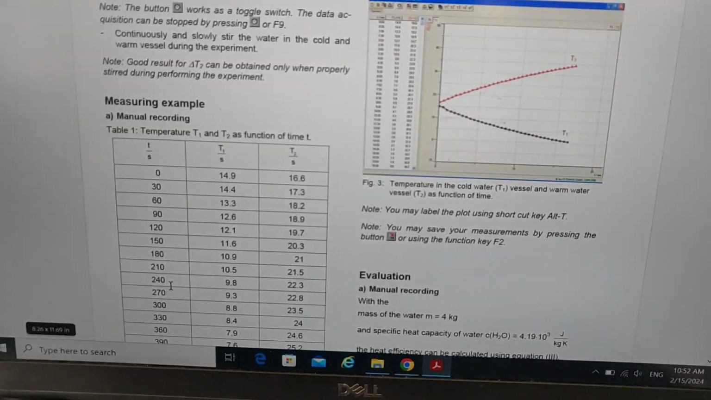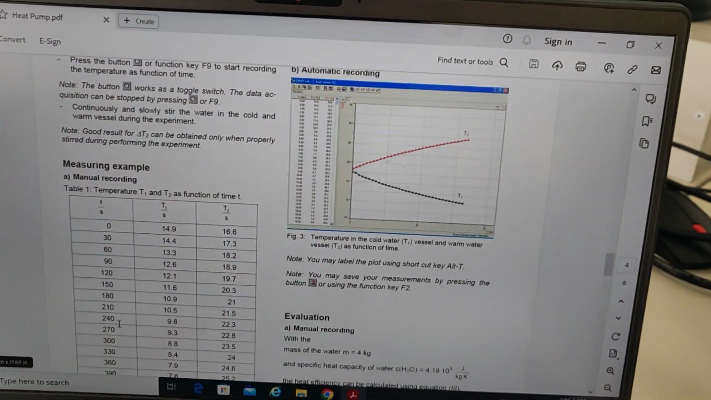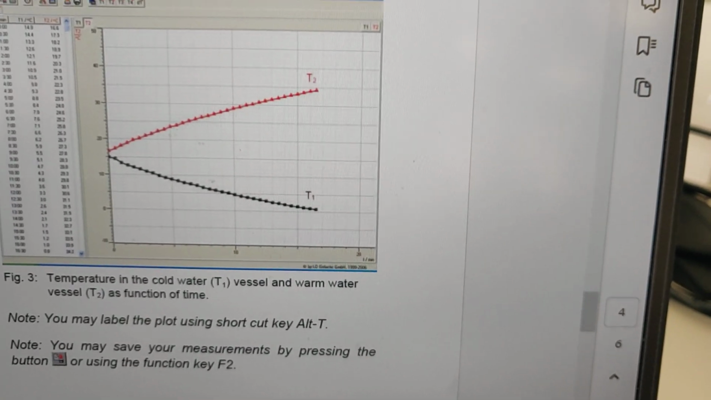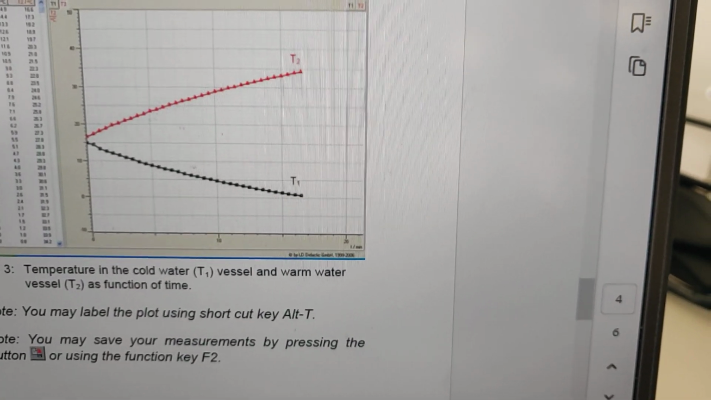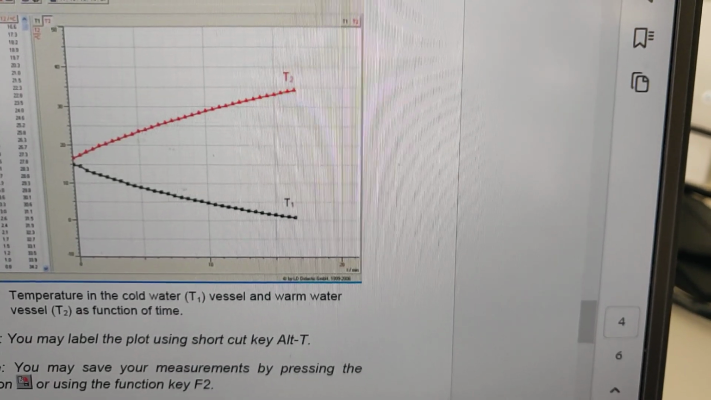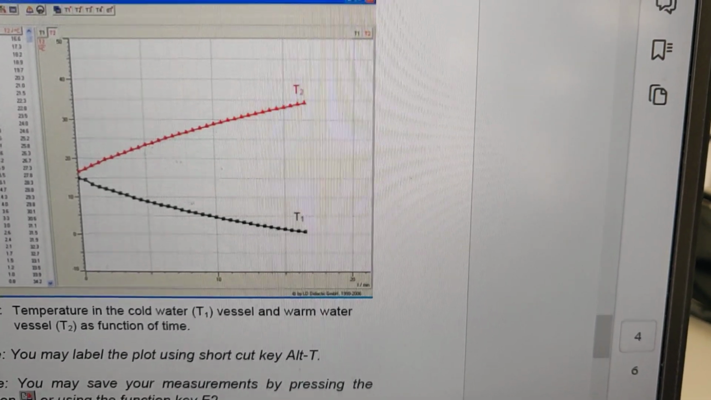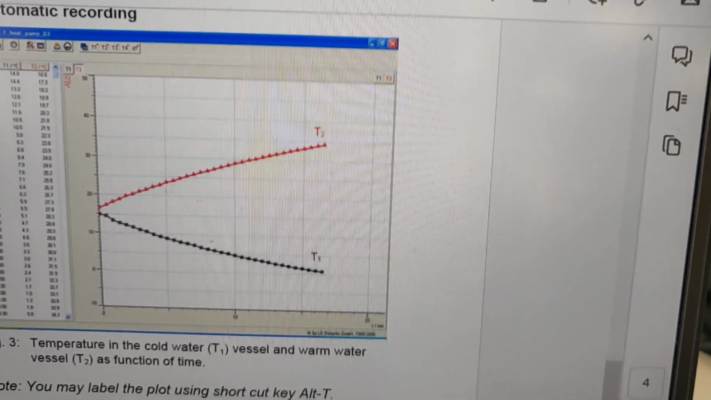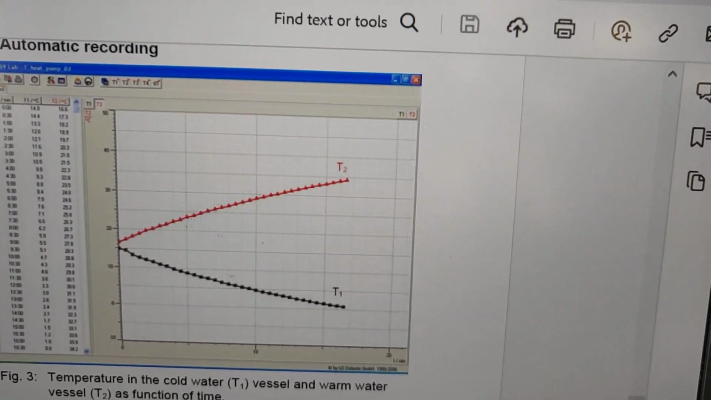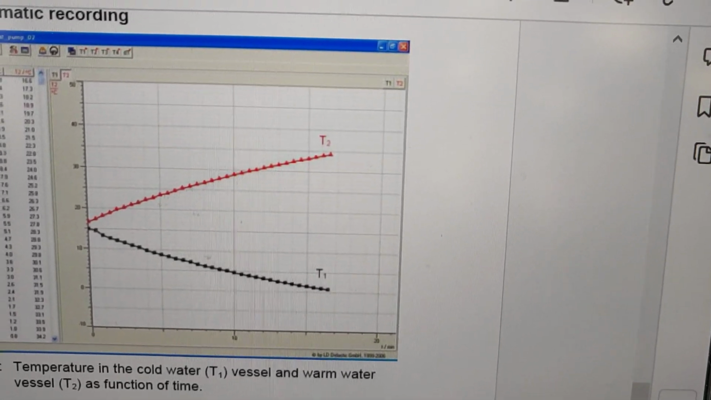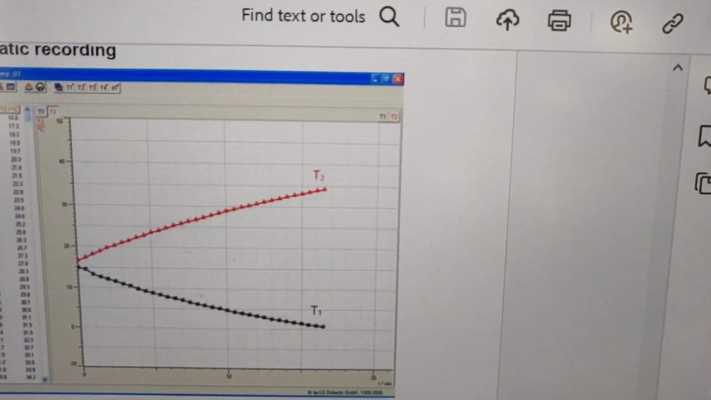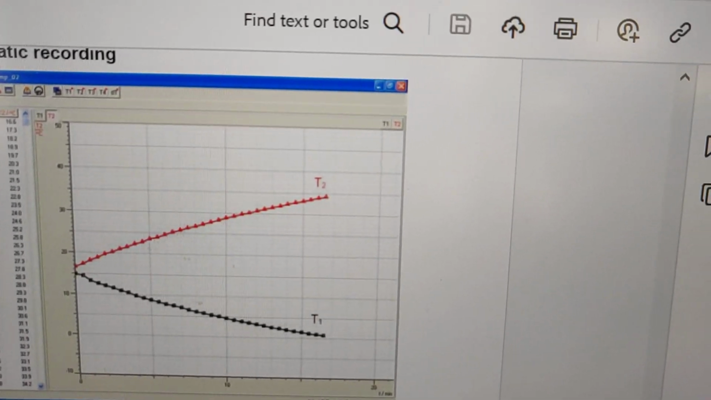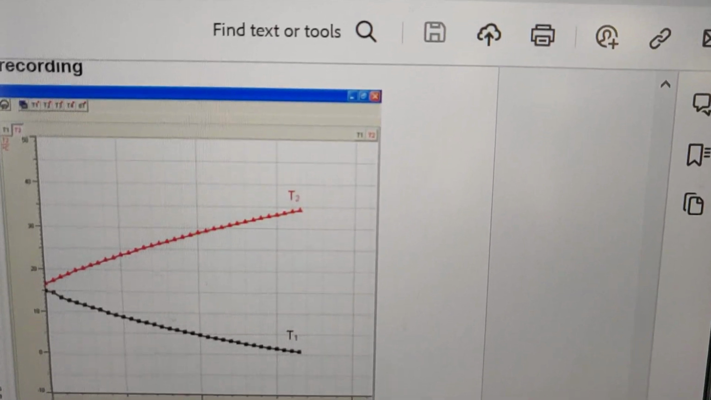So you will have that way all the data captured, and then once you have the data you will make this graph. As you see in the manual, you put time on the x-axis in seconds or minutes, and then temperature on y-axis. Since you have two temperatures, you will put two lines on the same graph. One line represents temperature of water in the evaporator, which is the green bucket. The other line, temperature of water in the condenser, which is the red line there.